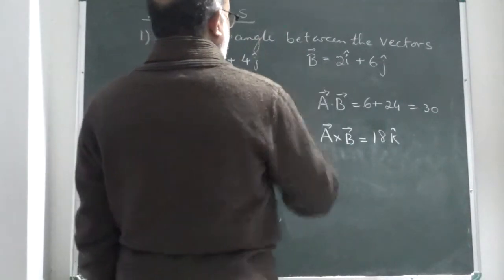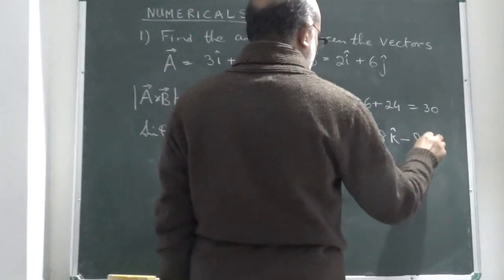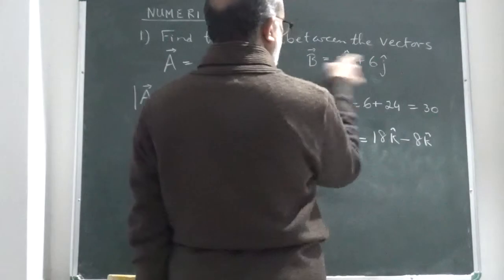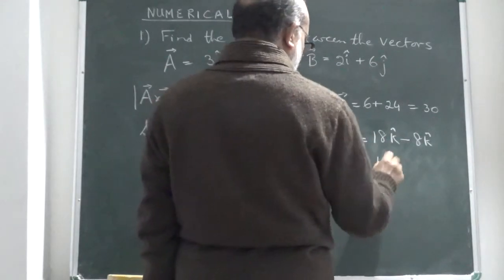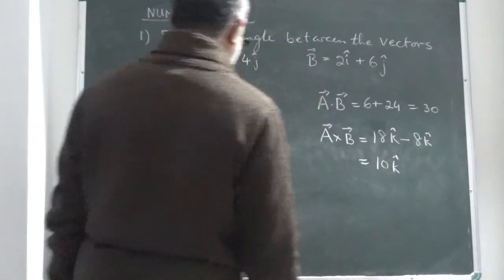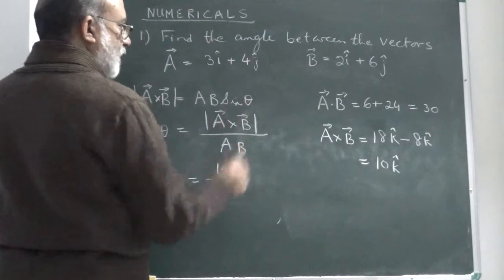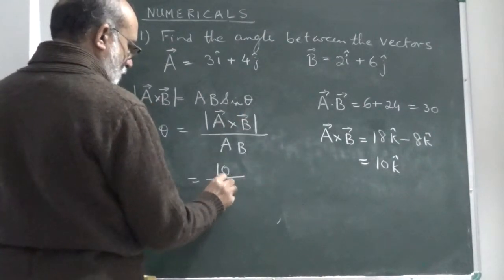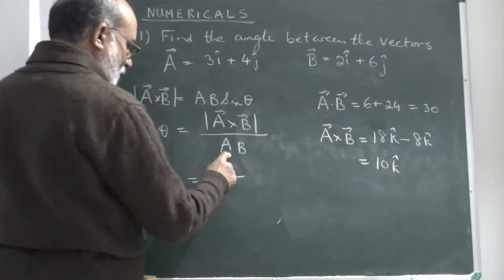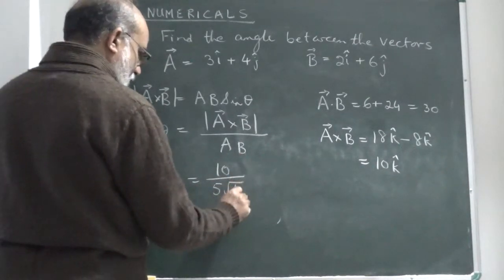So j cross i will be minus k, so it is 8 k, and j cross j will be 0, so it is 10 k. Its magnitude is 10, so it is 10 here, and the magnitude of a was found out to be 5, we have just found it. The magnitude of b is root 50.